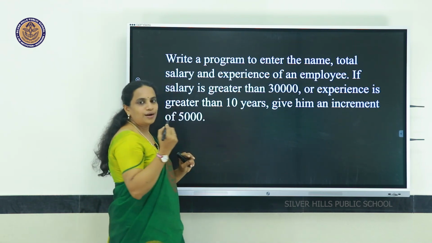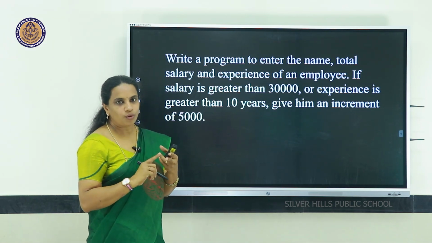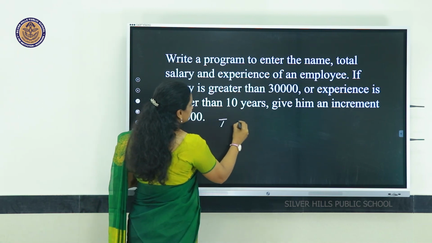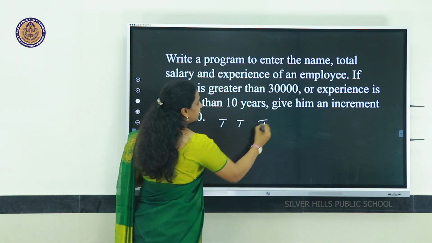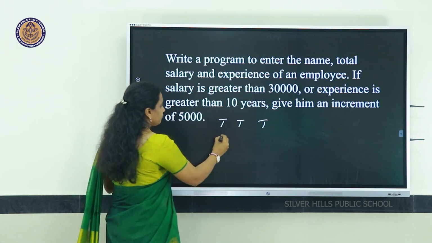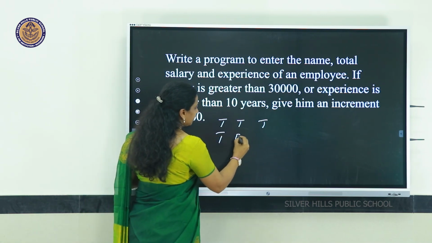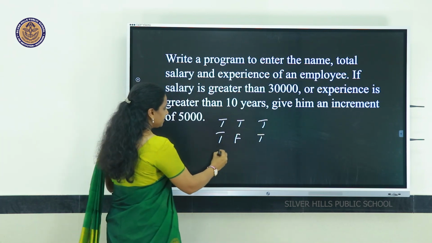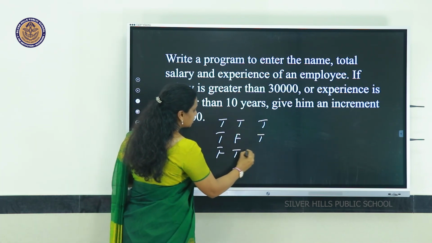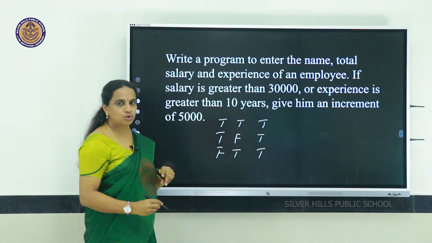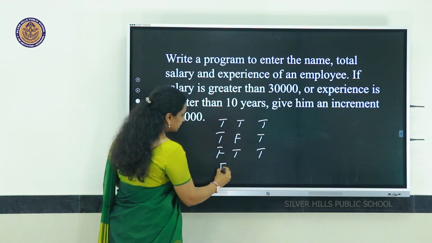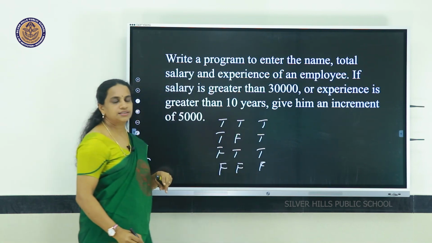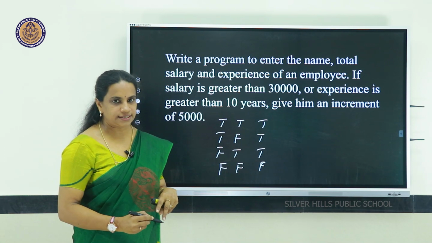You know that the logical operators like and, or and not. What is or operator? If both the conditions are true, then the final condition is true. If first condition is true and the second condition false, then the result is also true. And if the first condition false and the second condition true, then the result is also true. And if both the conditions are false, then the result is also false. That is known as logical or operator.